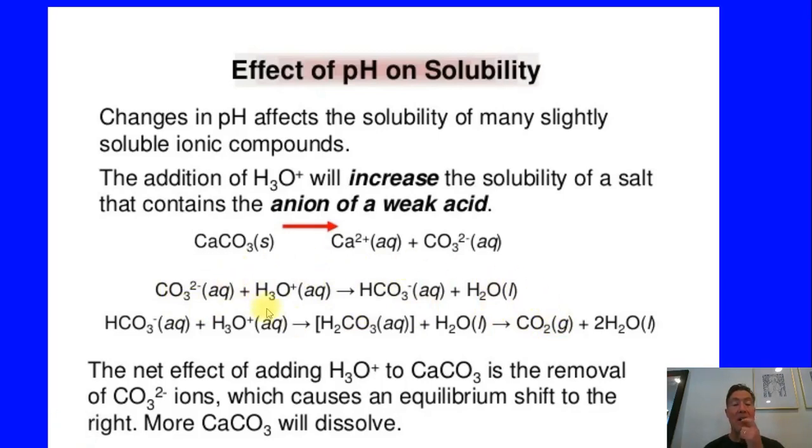So the addition of this acid reduces the CO3, which again, Le Chatelier would say, if you take away this product, the system is going to respond by more calcium carbonate dissolving to help replace that removed carbonate. And that's what happens. So the net effect of adding an acid is we remove more CO3, which causes the equilibrium to shift to the right. And so more of this will dissolve than otherwise would dissolve without the acid.